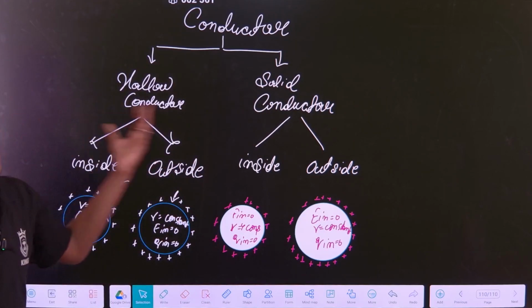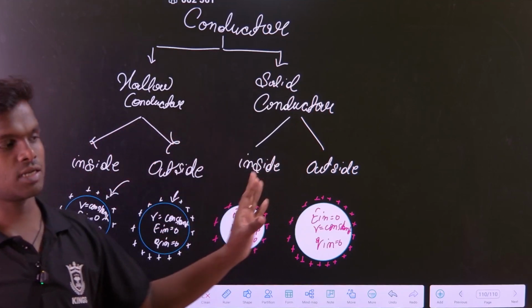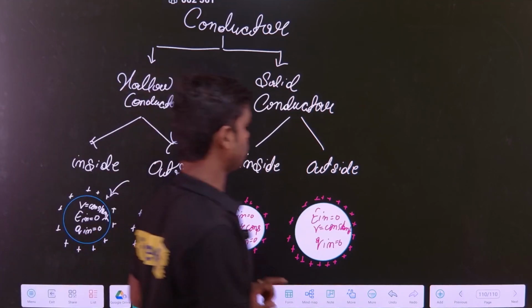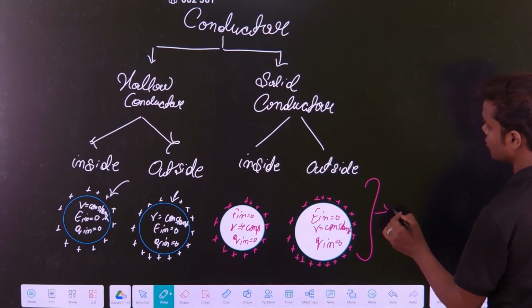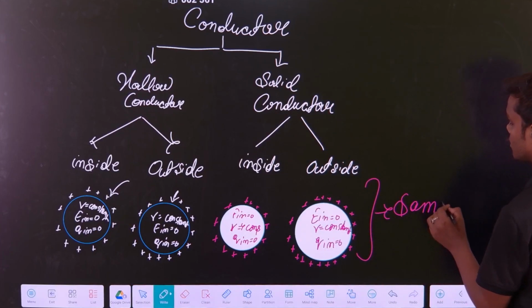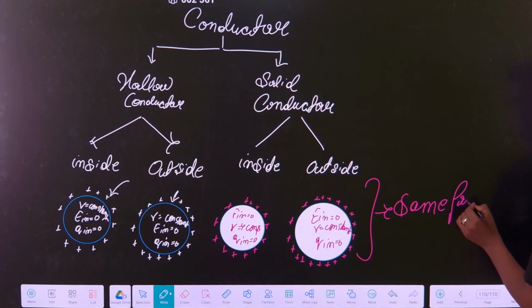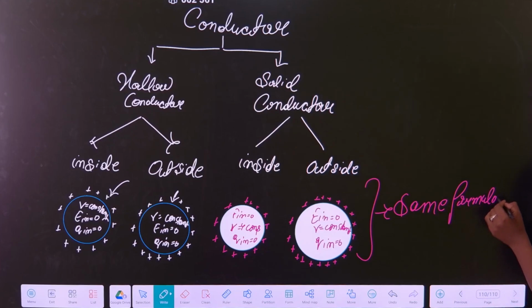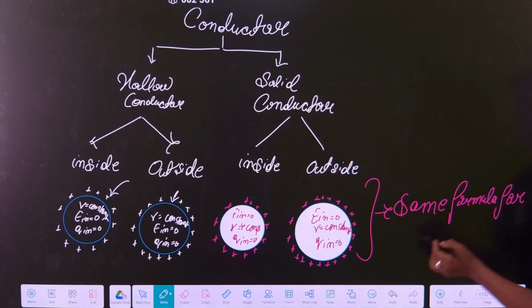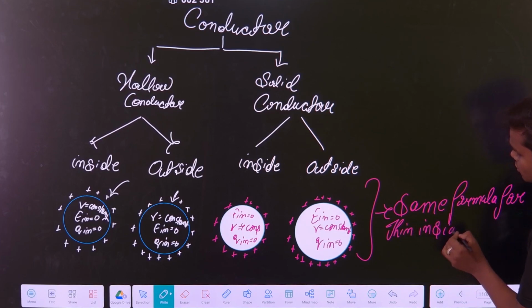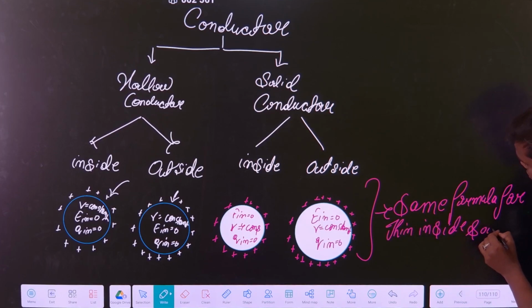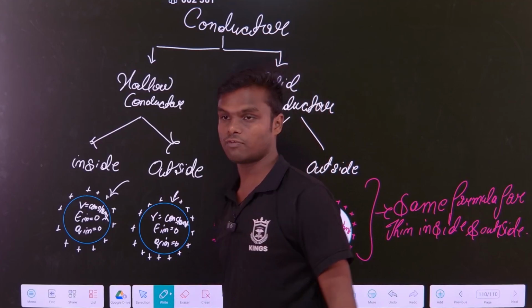that if it is a conductor, whether it is hollow or solid, it doesn't matter, everything will be the same. They all have the same property, meaning the same formulas, inside and outside both. For them it is going to be the same formulas.